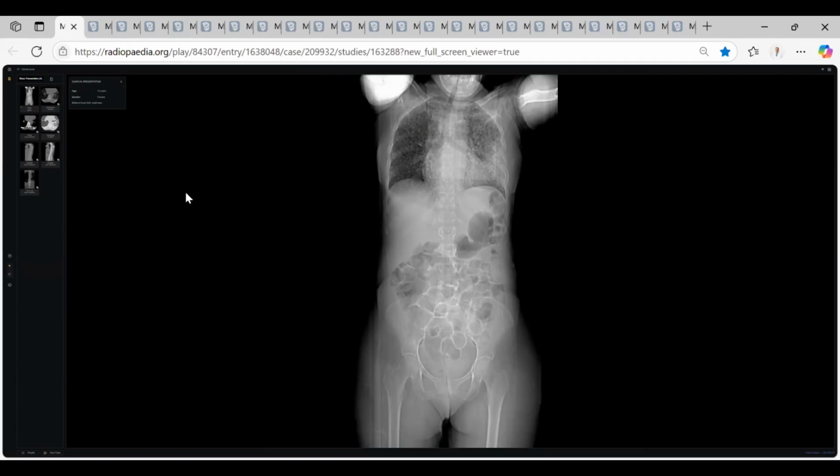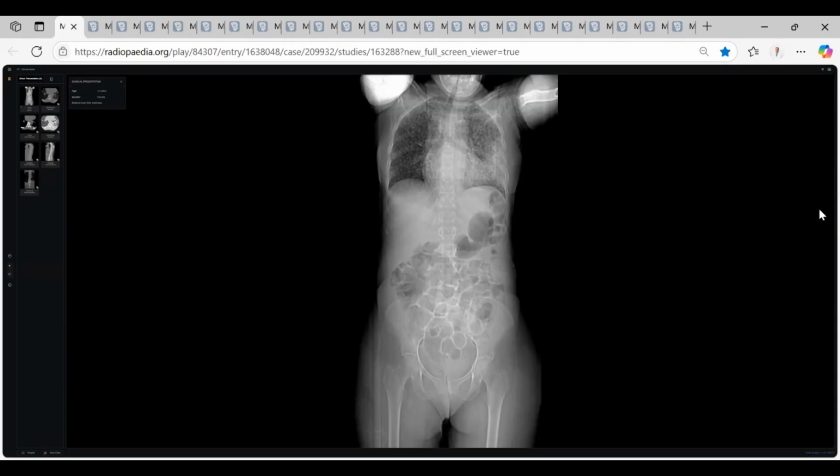A 45-year-old female patient presented with bilateral lower limb weakness. I have requested the control, sir. Okay, this is the scanogram of a patient presented with lower limb weakness.